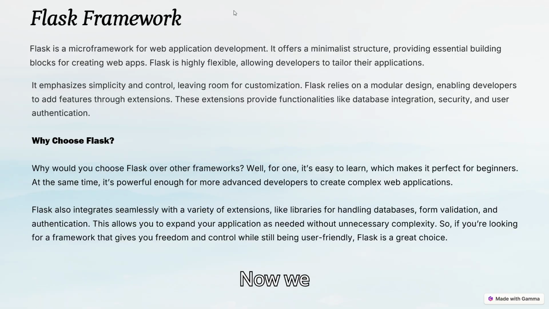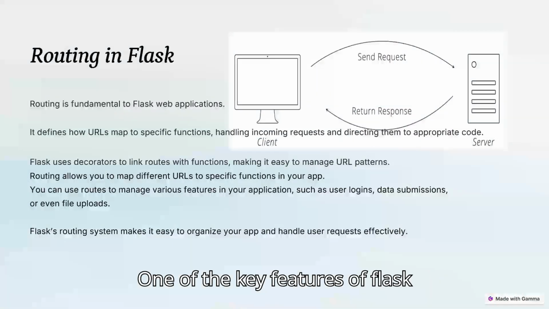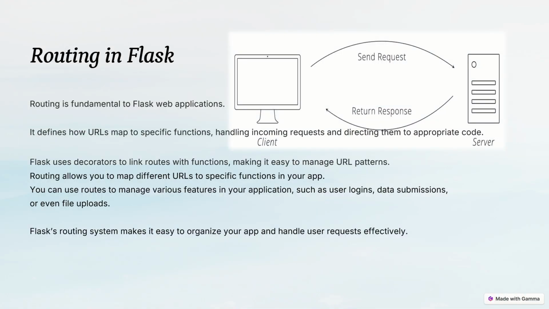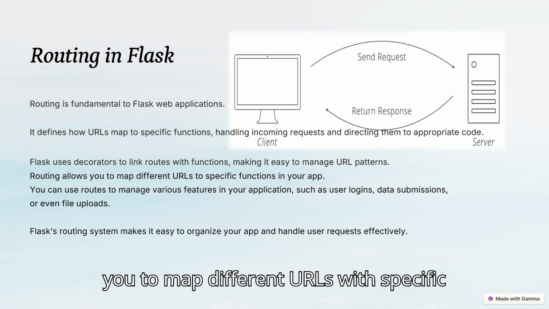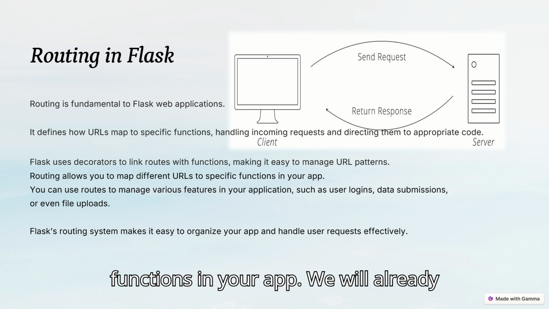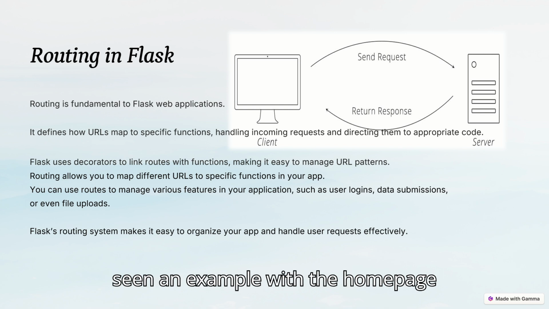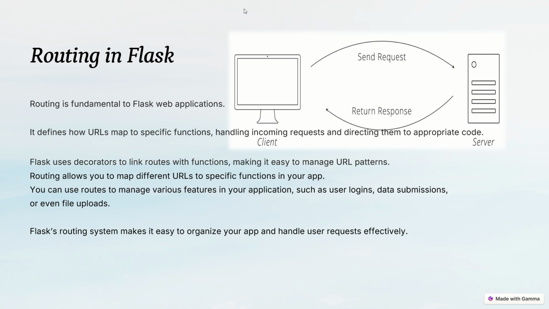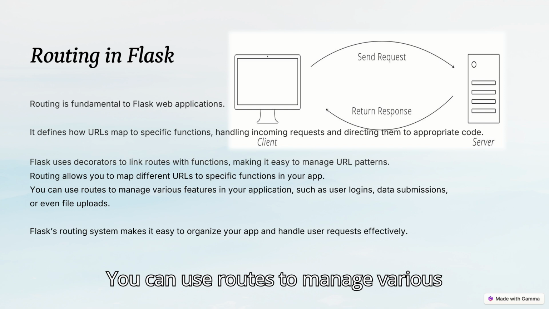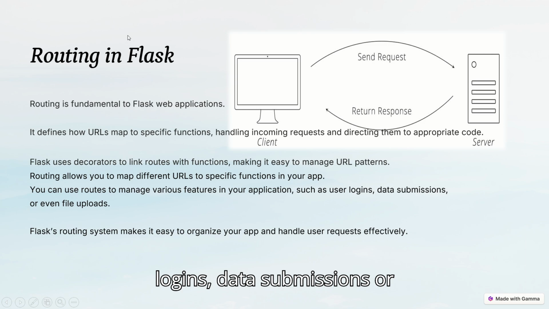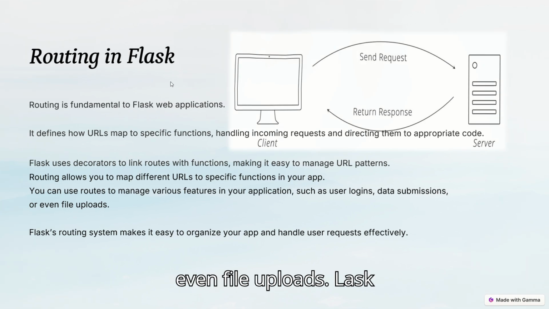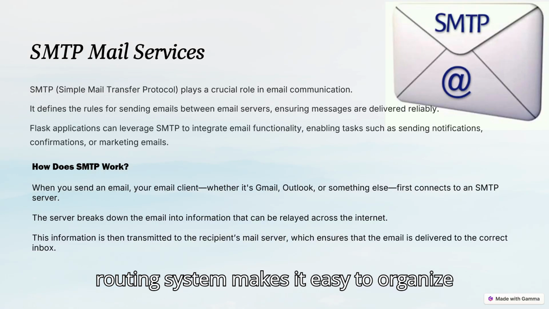Now we study how to do routing in Flask. So one of the key features of Flask is its routing system. Routing allows you to map different URLs to specific functions in your app. We have already seen an example with the homepage route. You can use routes to manage various features in your application, such as user logins, data submissions, or even file uploads.